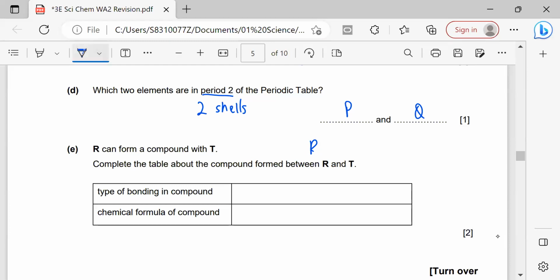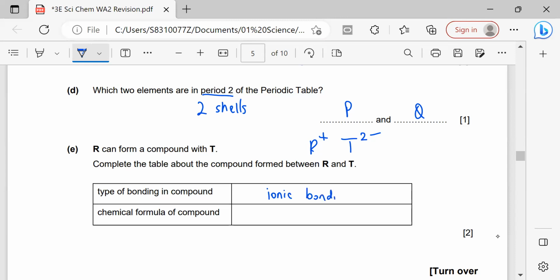In this case, I will write R+ as the ion that is formed by R. T, on the other hand, has 2, 8, 6, and therefore the formula of its ion will have a negative 2 charge, T2-. Since R is a metal because it's in group 1, and T is a non-metal since it's in group 16, the kind of bonding that it will form will be an ionic compound, or ionic bonding.